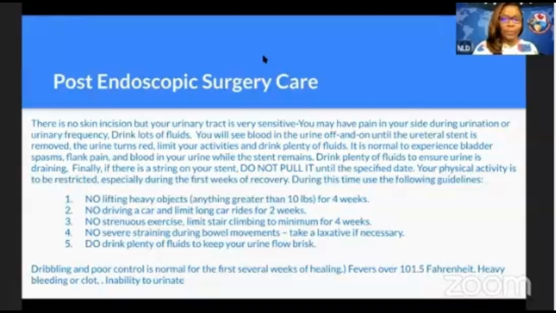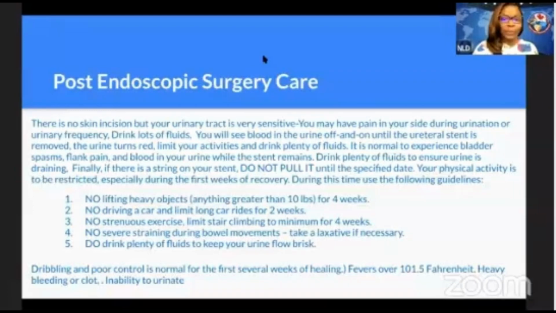Number one, you could have a vasovagal response, and you can also cause other things to happen where you start to increase your bleeding. So if it's necessary, the doctor may give you a mild laxative that you may have to take. And drink plenty of fluids to keep the urine flow brisk. Dribbling and poor control is normal for the first several weeks while you're healing.